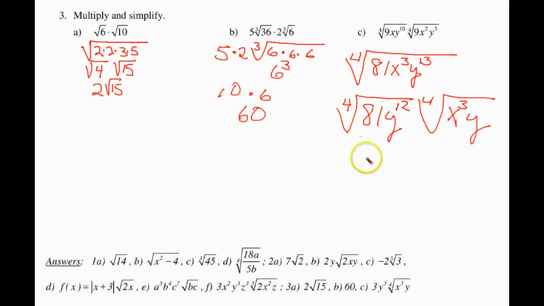The fourth root of 81 is 3. Y to the 12th, this divided by 4 is y to the third. And then the fourth root of x to the third y. And I believe that's what they have there. Yes. Okay, so we kept this one a little short. Isn't that nice?